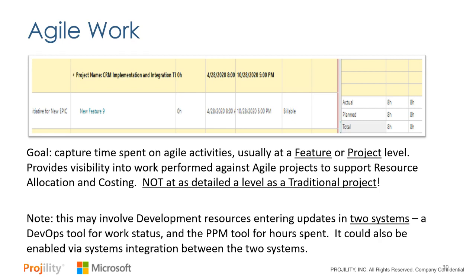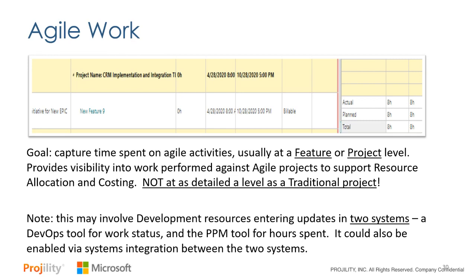So you don't have a schedule. If we look at the top, the CRM implementation project, we have it at a feature level. So we're not talking about the user stories and the specific tasks. We're telling how many hours did you spend working against feature 9 this week. And it will take somebody who's doing that work about a minute to go in and update this information across all of their features. And that's all you're asking for them.